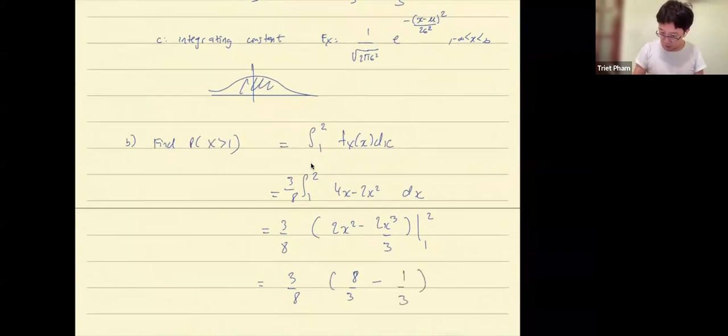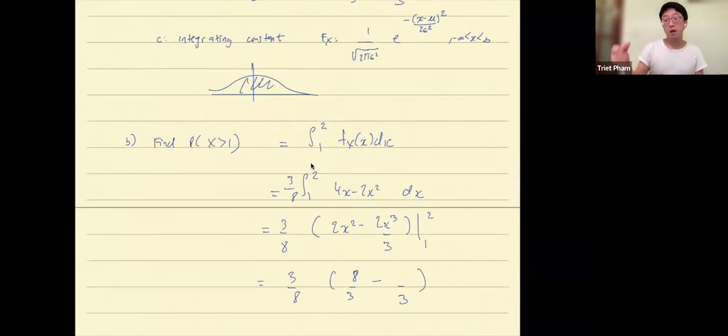Sorry, 2 minus 2/3 is not 1/3. 2 minus 2/3 is 4/3. Hope I'm right. So 4/3, and times 3/8, that's 1/2.